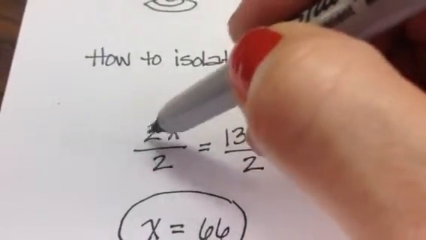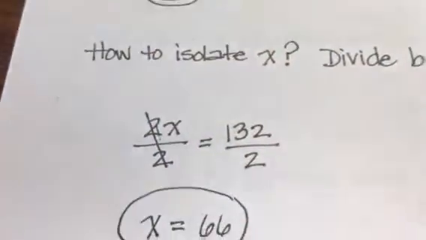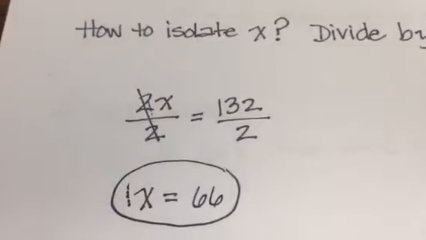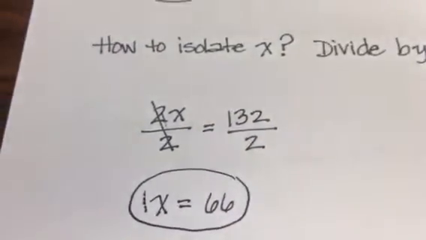I've just divided 2 into 2, right? So that would give you 1, or we just cross those right out, because you could think of this as 1x, right? But we don't need to write that 1. So it's just x equals 66 because 2 goes into 132 66 times.